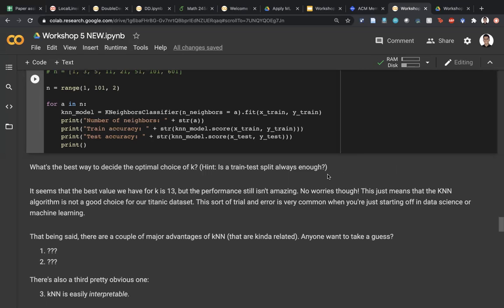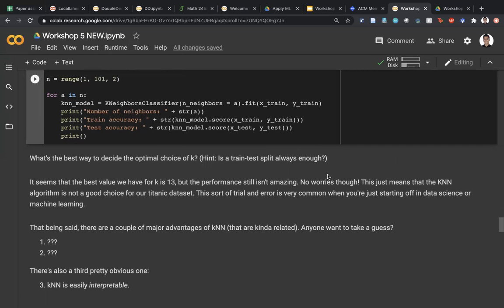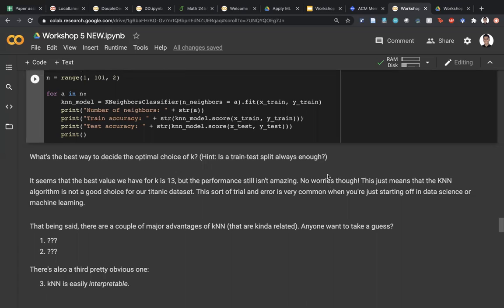So we haven't implemented that code over here, but that might be a fun exercise for everyone to try out after this workshop is done. So maybe if you use a cross-validation data set and then determine the optimal value of K, take a look at what kind of performance you get. And yeah, try to maximize your test set accuracy.